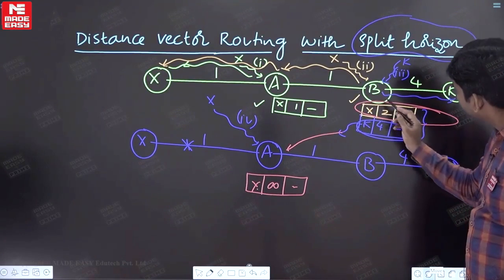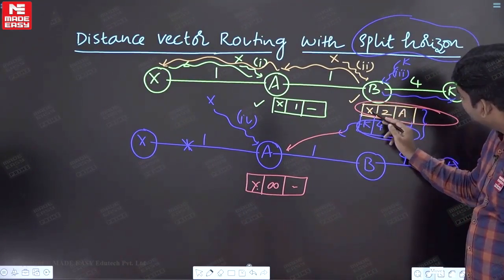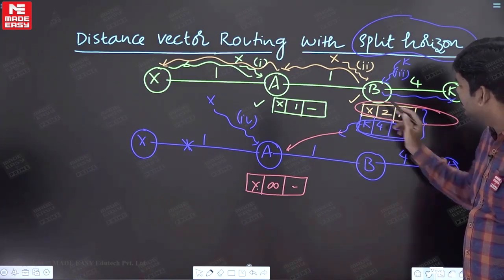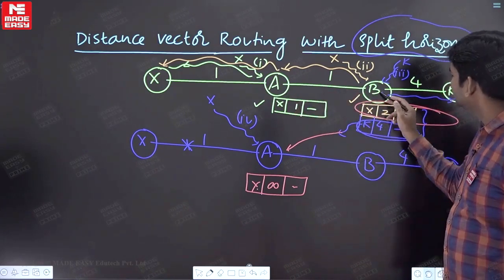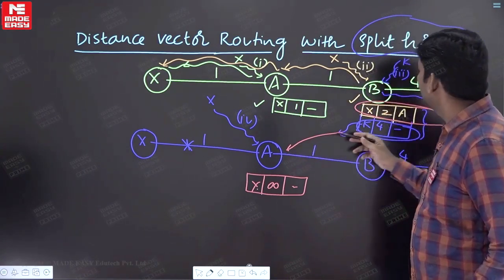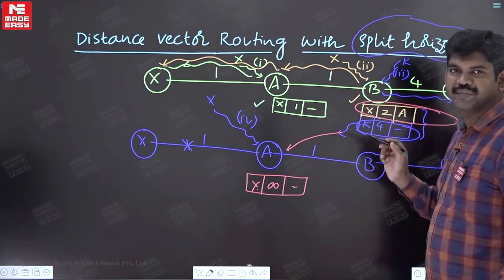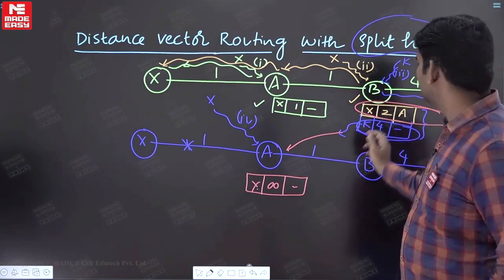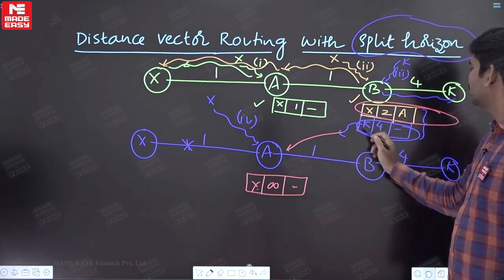Now observe here, B learned about X as 2 with the help of A only. So how can B send back the same information to A, from which B has learned it previously? That should not happen. That is what split horizon is. That's why this information will not be sent, and only this information will be sent.